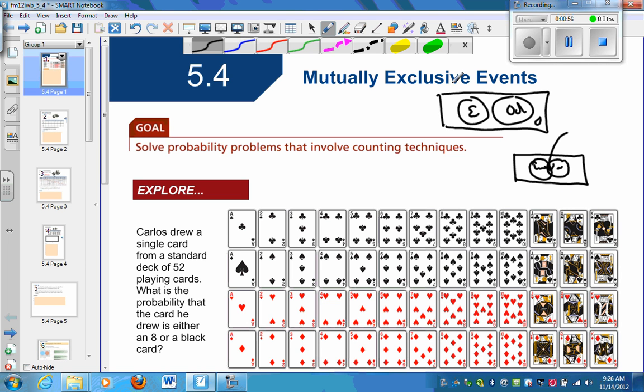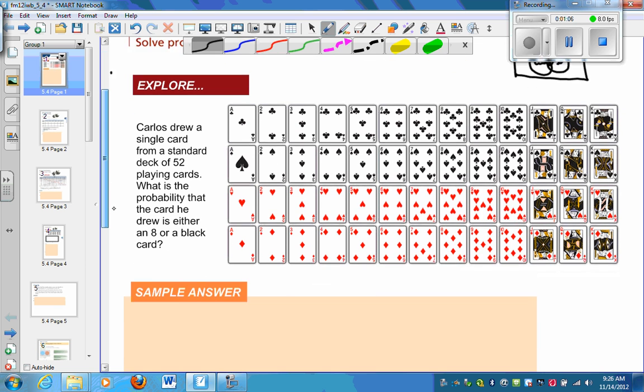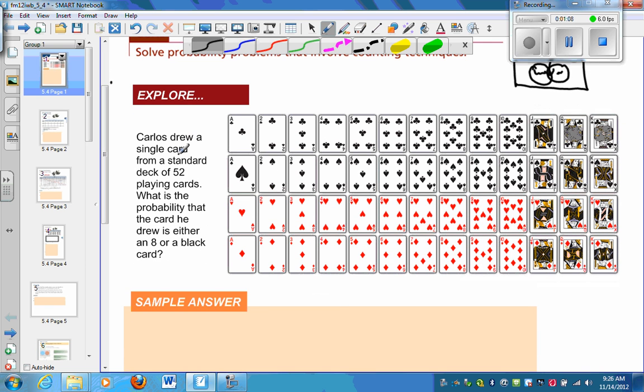So when we look at a mutually exclusive event in probability, we have to treat it in a certain way. It's actually a little easier than events that are not exclusive. So let's go through a couple examples. Here we have Carlos. He drew a single card from a standard deck of 52 playing cards. What's the probability that the card he drew is either an 8 or a black card?